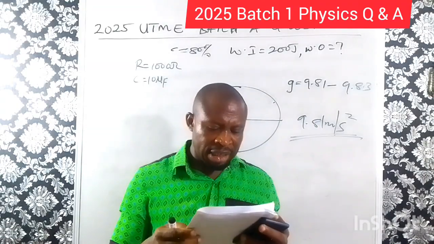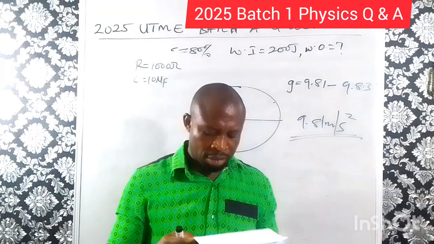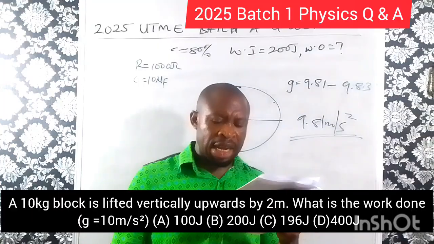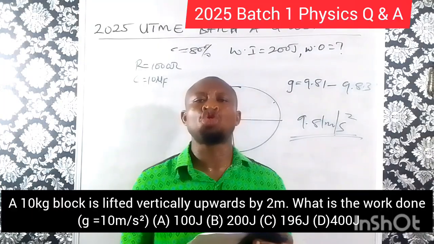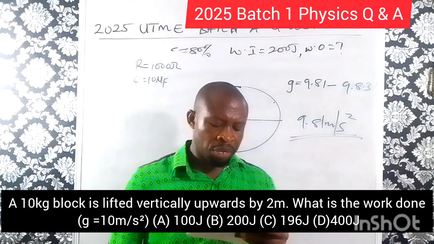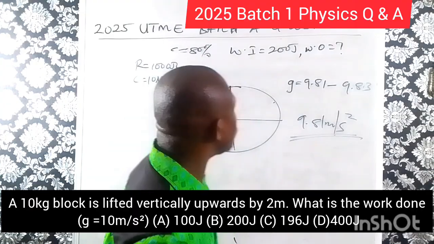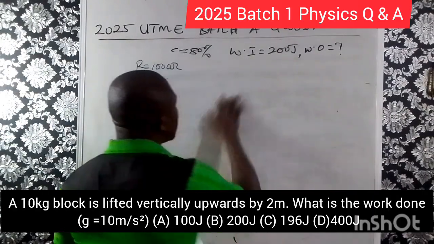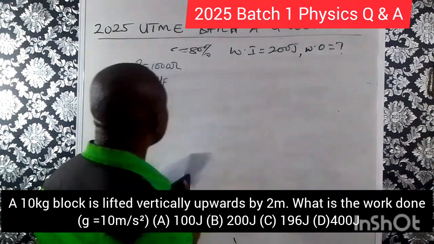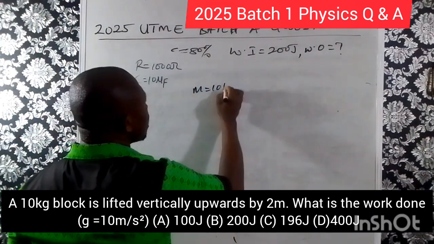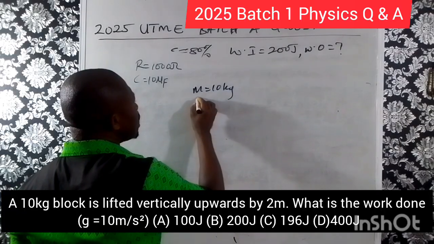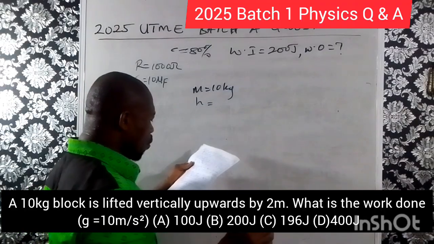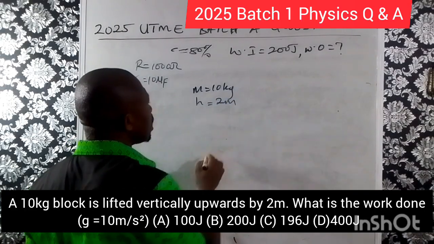This question says, a 10 kg block is lifted vertically upwards by 2 meters. What is the work done? Now, if we have a 10 kg mass, the distance moved, either you use h or use distance, is equal to 2 meters.